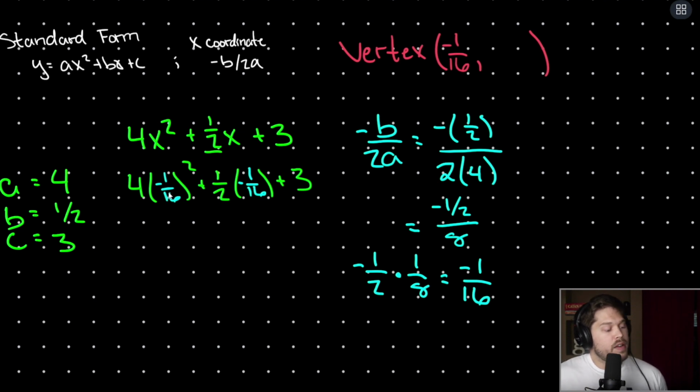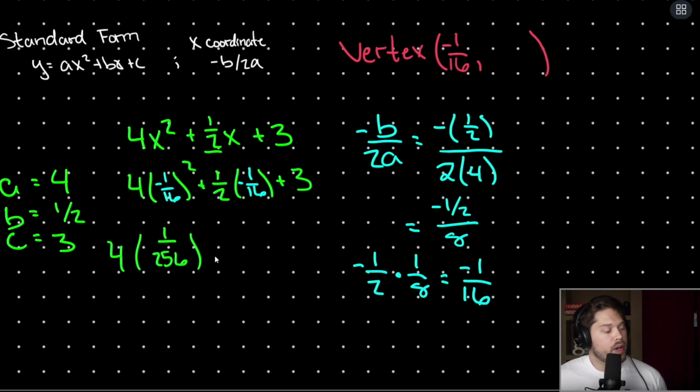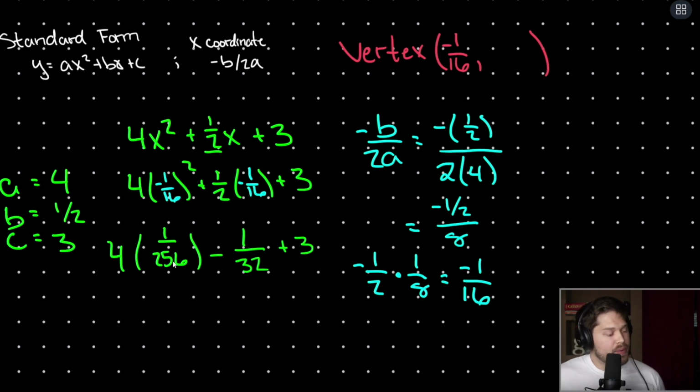So negative 1/16 squared is going to be positive 1 over 256. 16 squared is 256. And this is going to be times a 4. And then plus, well, 1/2 times a negative 1/16 is actually going to be a negative, so we're going to write a negative 1 over 32. And then plus a 3. Now we still need to simplify.